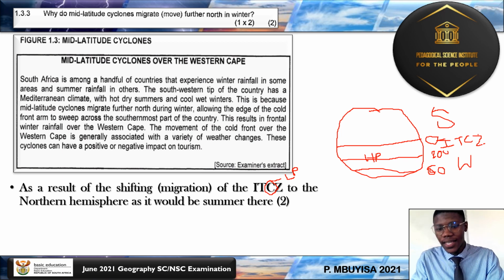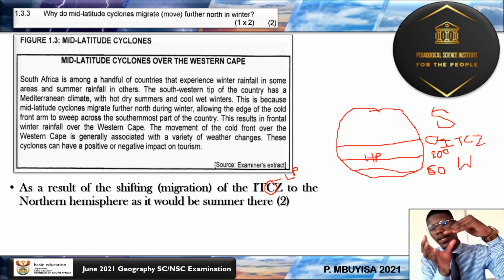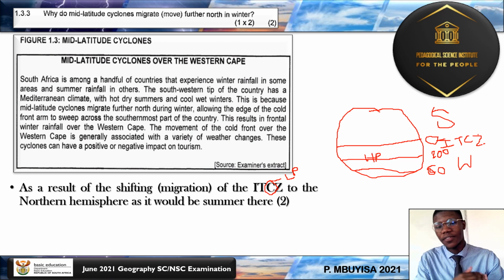And we say that when the ITCZ goes to the northern hemisphere, it moves with these high pressure systems northwards. As a result, when you have your mid-latitude cyclones between 30 and 60 degrees, when the high pressure systems move northwards, they pull with them or allow for the free movement of mid-latitude cyclones to the northern hemisphere. Yeah, so that's just one of the reasons.